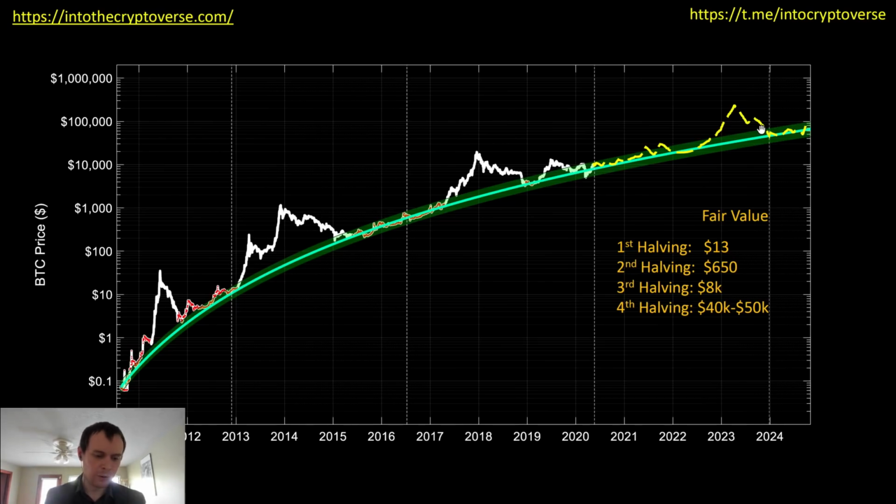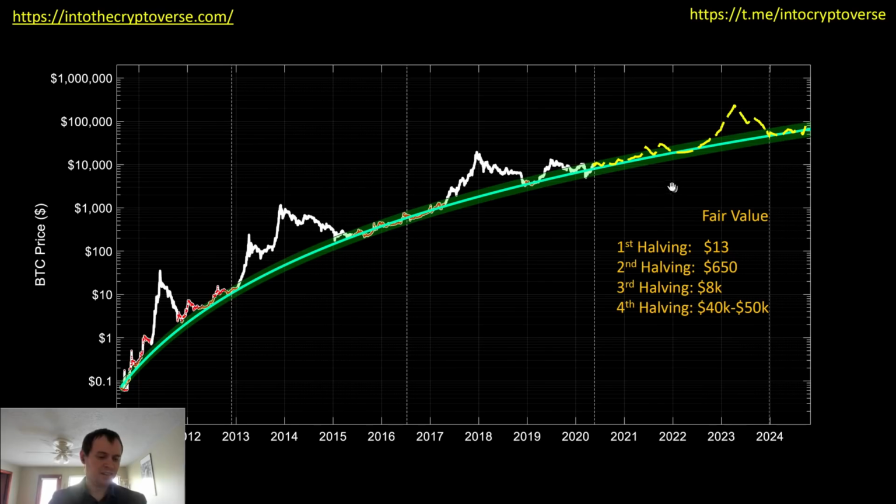Okay, our fair valuation is $40,000 to $50,000, and this is what we need to build off of for the next several years before we can make another run at 100K. So I know 40 to 50K might seem like an absolutely absurd price tag for Bitcoin for many of you, especially if you joined at the end of 2017, and all you've seen is the price of Bitcoin at a lower price than maybe what you bought a lot of your Bitcoin at.